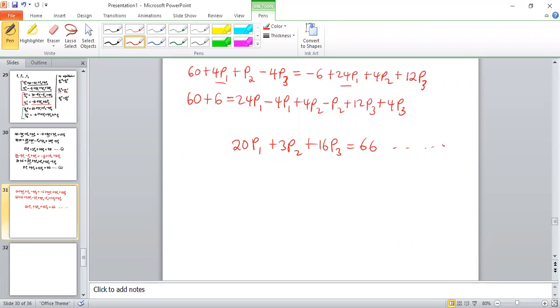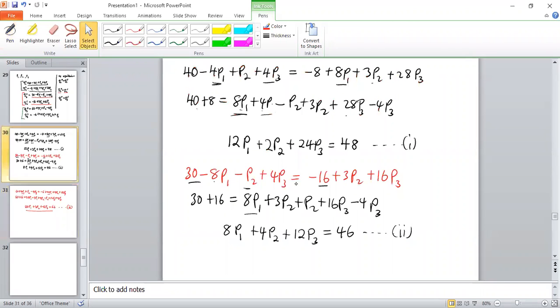So this is the third equation. You know how to solve them. You can either use Cramer's rule, the substitution method, or the elimination method. So you are going to solve this one, this one, this one simultaneously, either using the elimination method or the substitution method. Are we together?